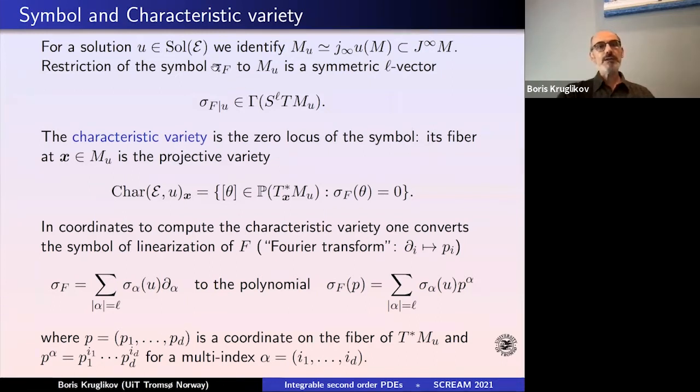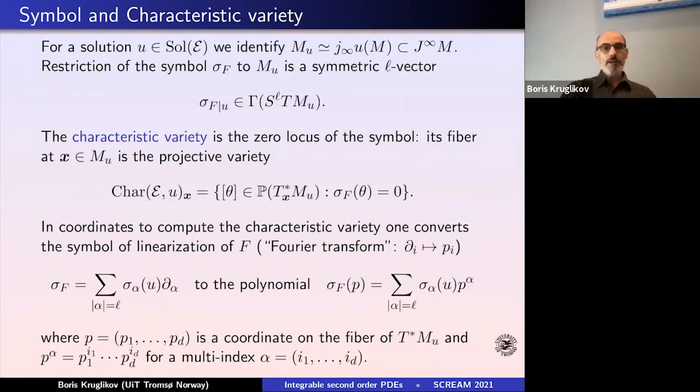In particular, we restrict the symbol to μ, so we will get a symmetric L vector on μ. Okay, so that's this thing. A characteristic variety is the zero locus of the symbol. So we take covectors, actually from the projectivized cotangent bundle, and substitute such L things into the symbol, set equal to zero. That gives a projective variety called the characteristic variety. Sometimes considered only complex, sometimes real. For our purpose, it will be convenient actually to specify signatures, but for simplicity, you can think complex.